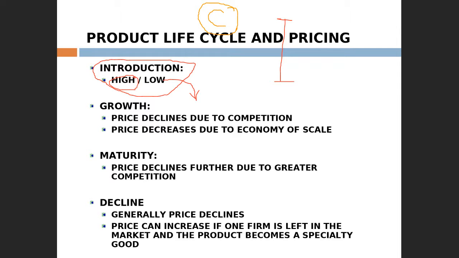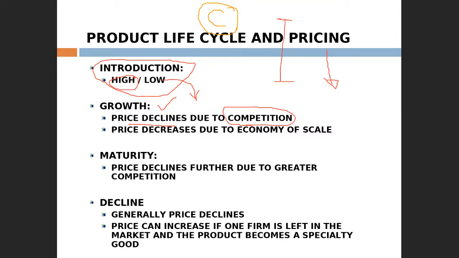Once you go in, then what happens is, as you can see, the pressure on price starts to build up and it goes in a downward direction. Why? Because look at the growth stage. Price declines due to competition, because in the growth stage you have more competition, and as a result prices are likely to come down because of competitive pressure. There is another reason why price decreases or might decrease in the growth phase, and that's due to something known as economy of scale.